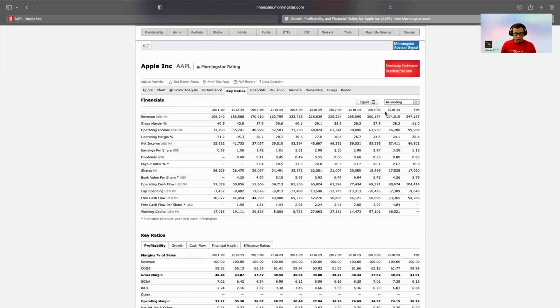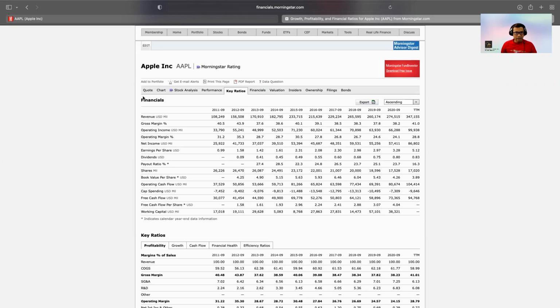Okay, so this is the yearly data. And the good thing about Morningstar is it provides all the financial data for the last 10 years, and free. You can also click here, export, to save into your drive as a CSV, comma separated values. Then you can do some modification to make the columns and rows in the Excel file as you want.